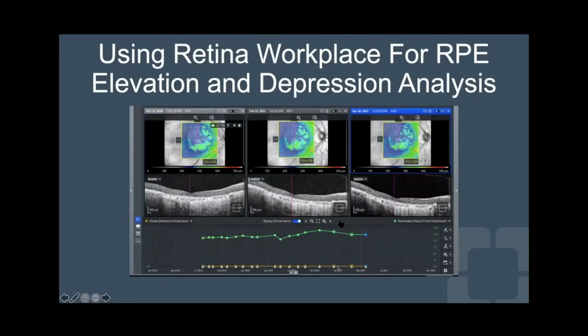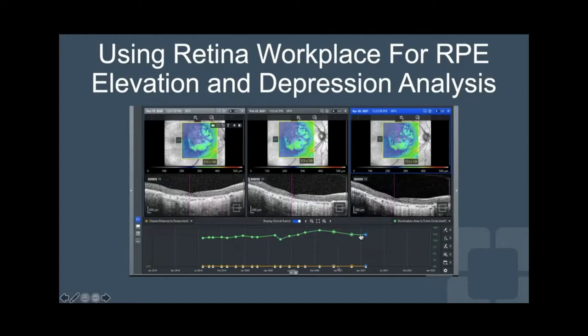Here's another example of how I use Retina Workplace to monitor the progression of patients with geographic atrophy. This is a patient who is actually involved in a clinical trial for a phase 3 drug for the prevention of growth in GA. And what I've mapped here essentially is the RPE subillumination area, which you can see in the green right here. And this is actually the growth of that RPE subillumination over time.